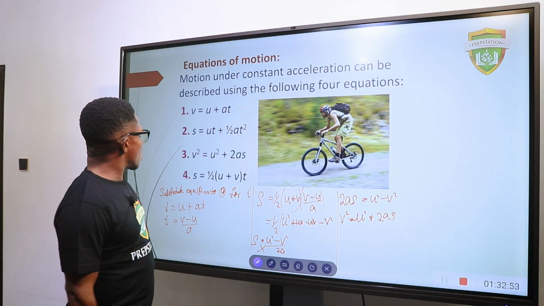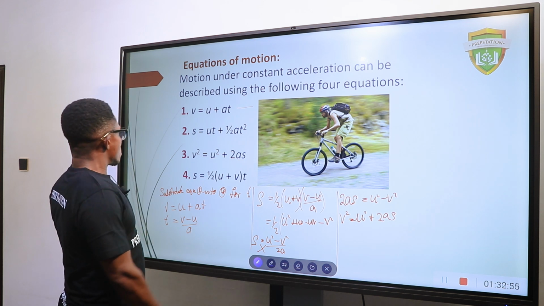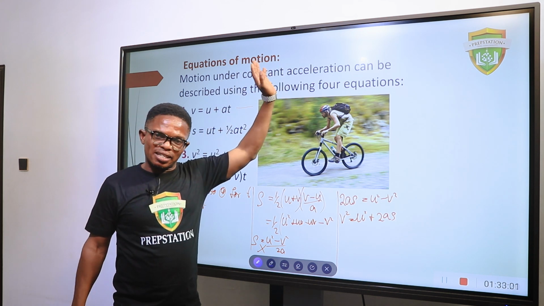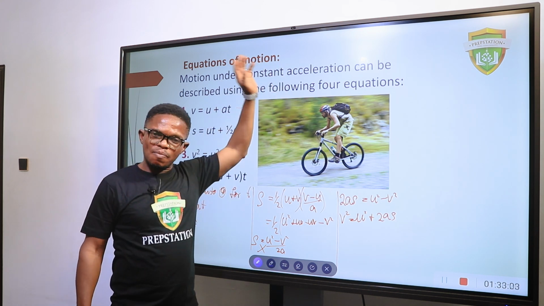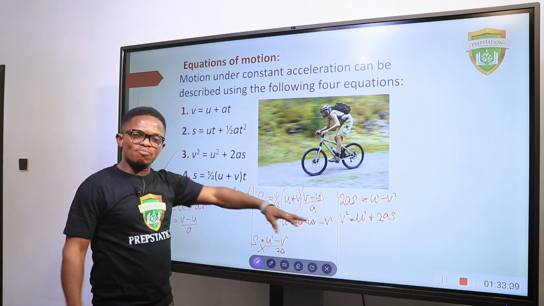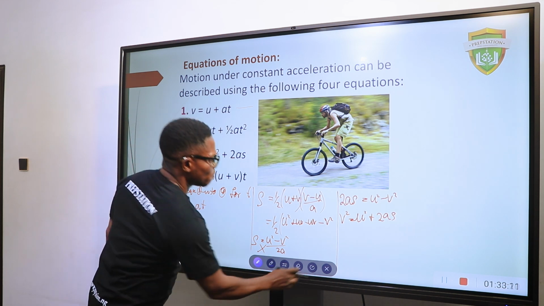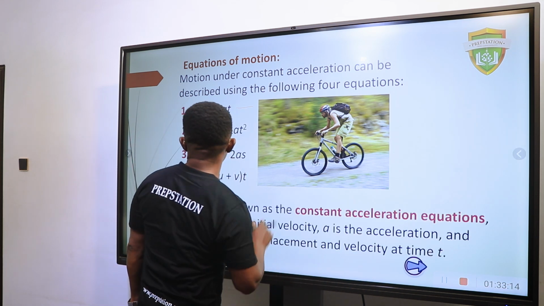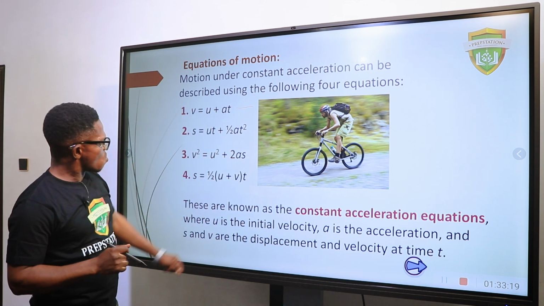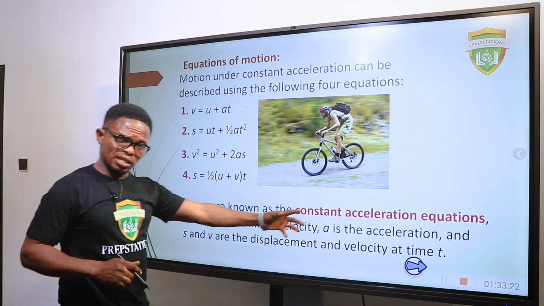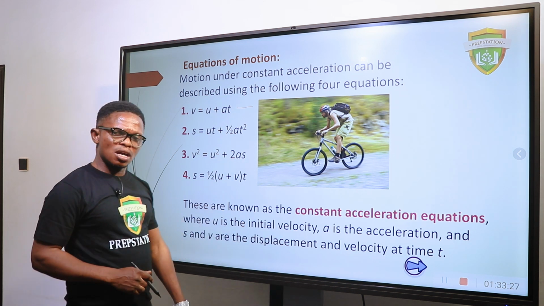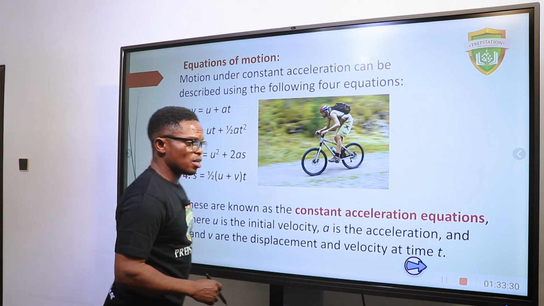Very simple. Now, why I dwell so much on this, if you know how to use these 4 equations, you'll be able to solve problems related to motion in physics, whether projectile motion, two-dimensional motion, or whatever. All you need to do is to modify the formula. So let's move forward. Now that we know the formula, these are known as the constant acceleration equations, where U is the initial velocity, A is the acceleration, S and V are what? Displacement and velocity, and time is T.